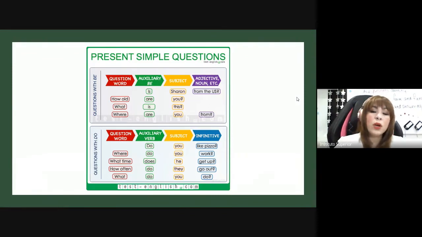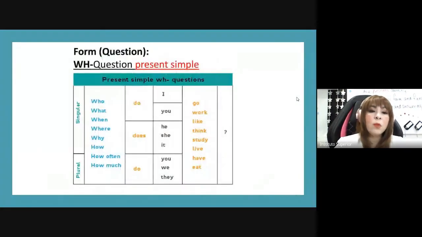Okay, so we continue here with do and does. Here are more examples. Remember, singular pronouns: I, you, he, she, and it. Yes, you is both singular and plural. Don't forget that. Who do you, what, with, where, why, how often, and how much.